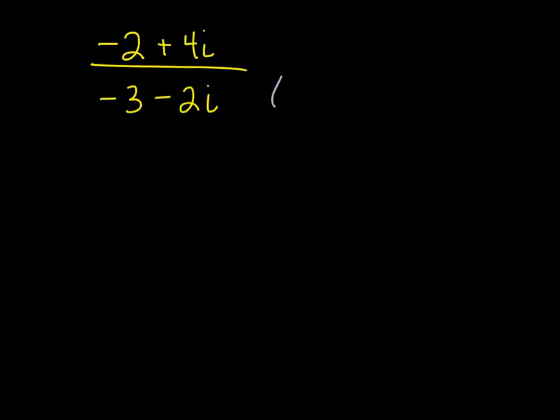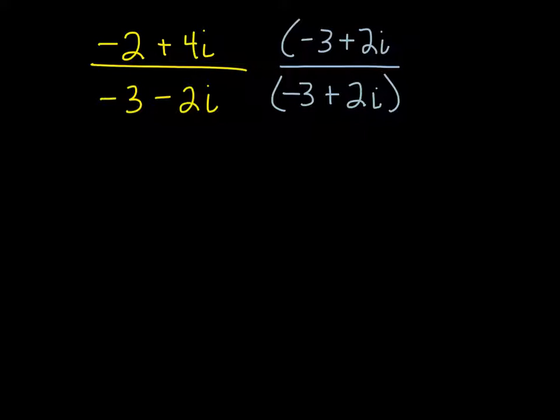Okay, so the first thing we're going to do is decide what the conjugate is. The only thing that we change is the sign of the imaginary part. So we're going to multiply both the numerator and the denominator by the conjugate of the denominator, which is simply -3 plus 2i. Okay, so now we just have to do this multiplication. So we have -3 minus 2i times -3 plus 2i.